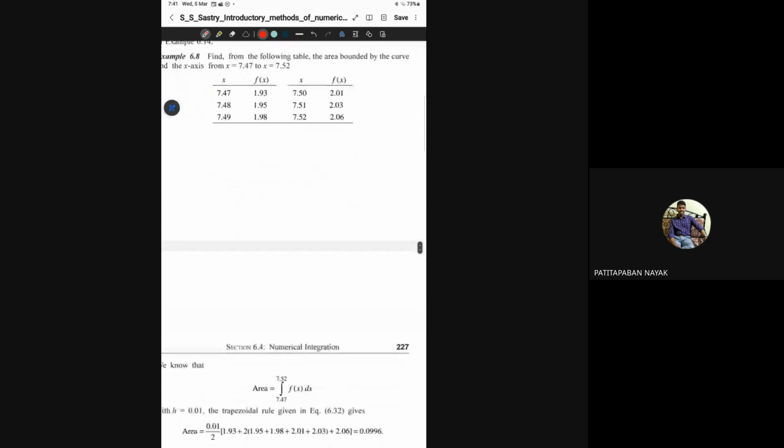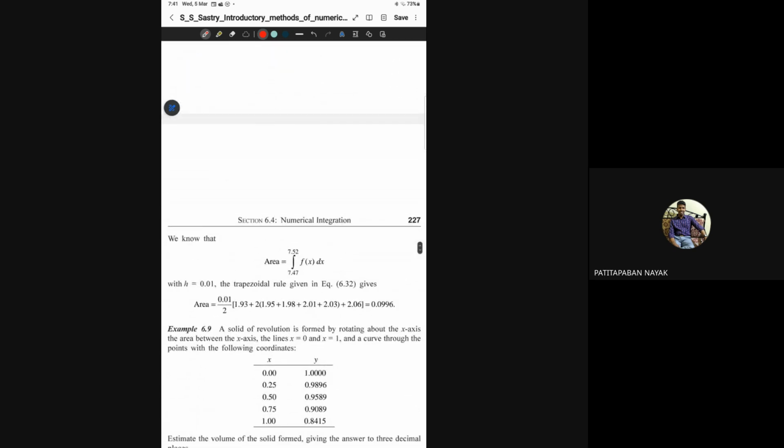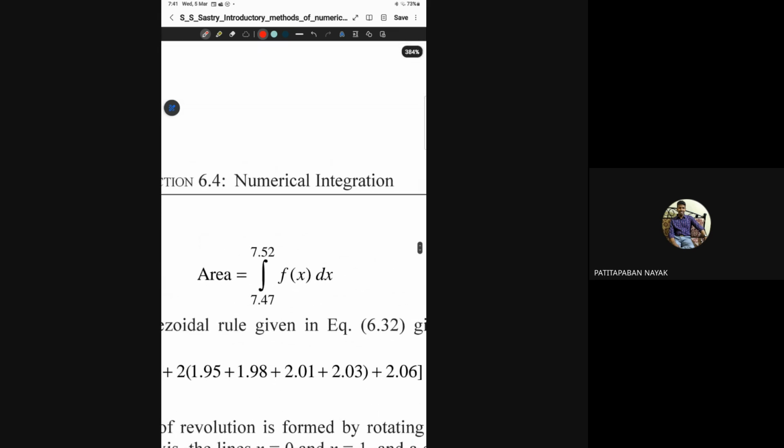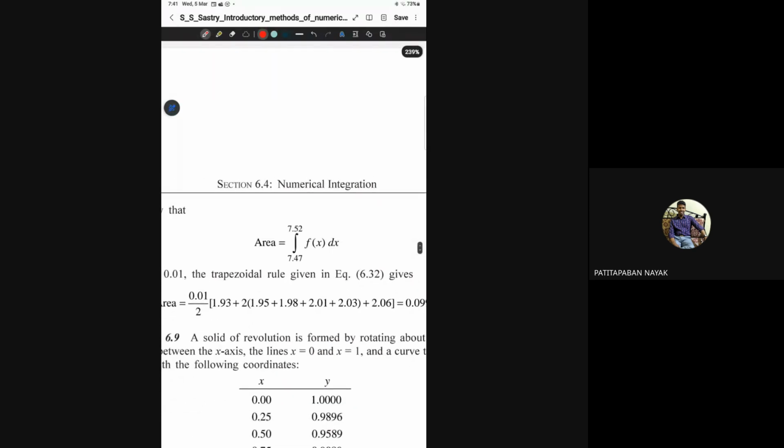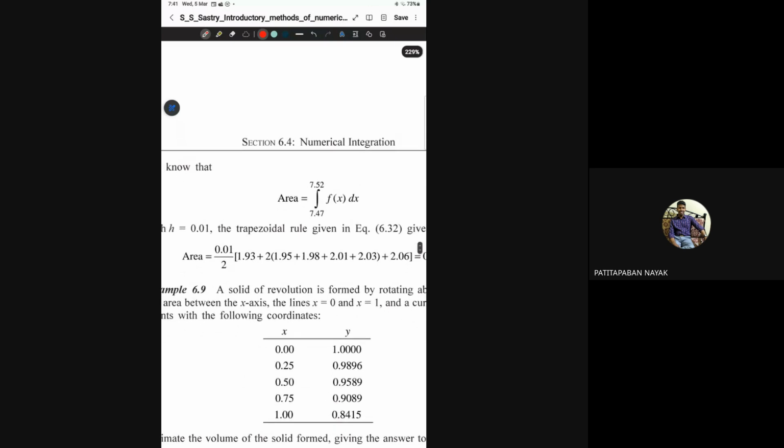Are you able to work it out? This is the integration we have to do, right? The integral of f of x from 7.47 to 7.52. So what are the steps?